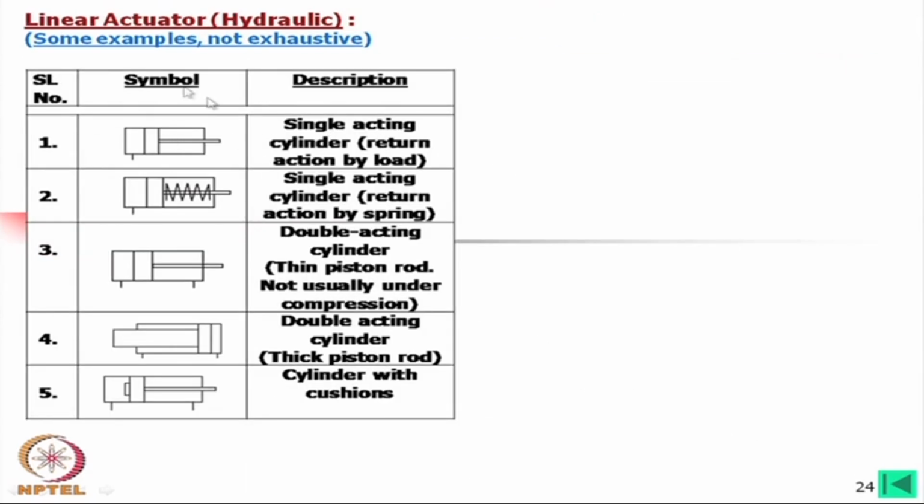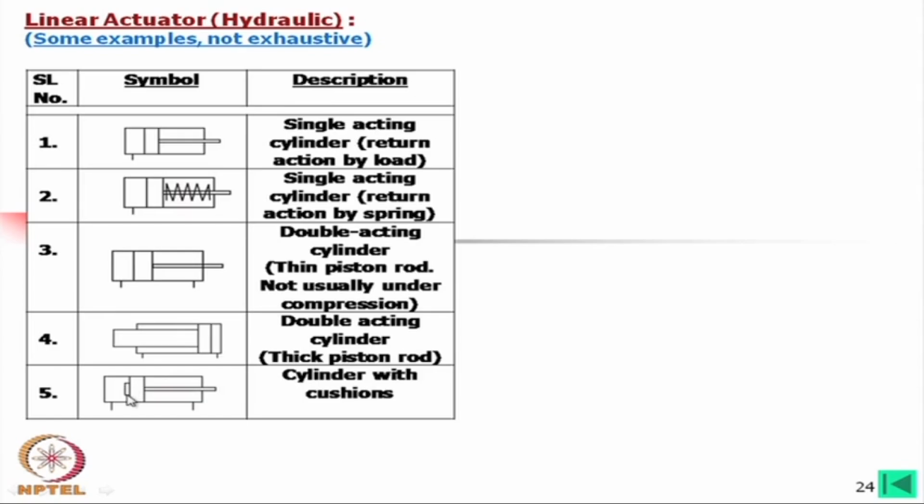Now, these are the actuators. In these actuators, there is no spring return. Here some spring is there. In that case, double acting cylinders with a thin piston rod are not usually under compression. So, this one we do not use under compression, but this we can use under compression.